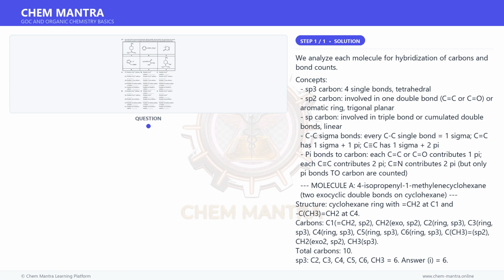Answer: I equals 5. sp2: C=O only, equals 1. Answer: 2 equals 1. sp: 0. Answer: 3 equals 0.